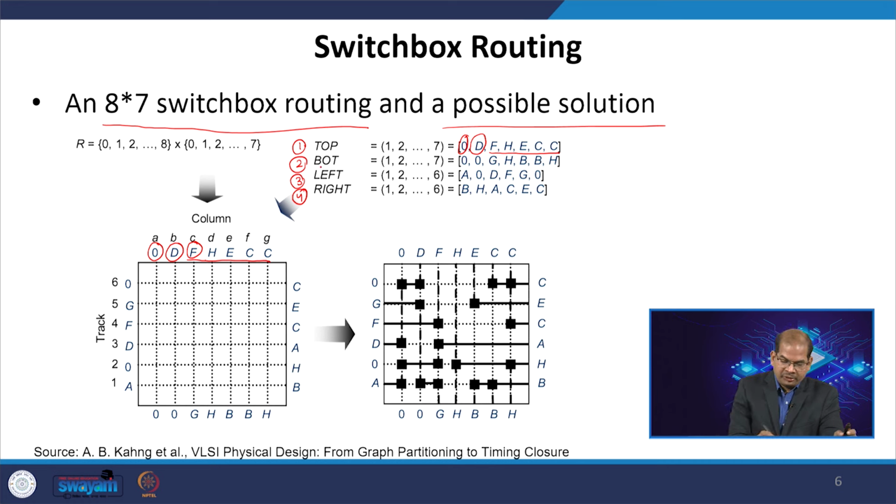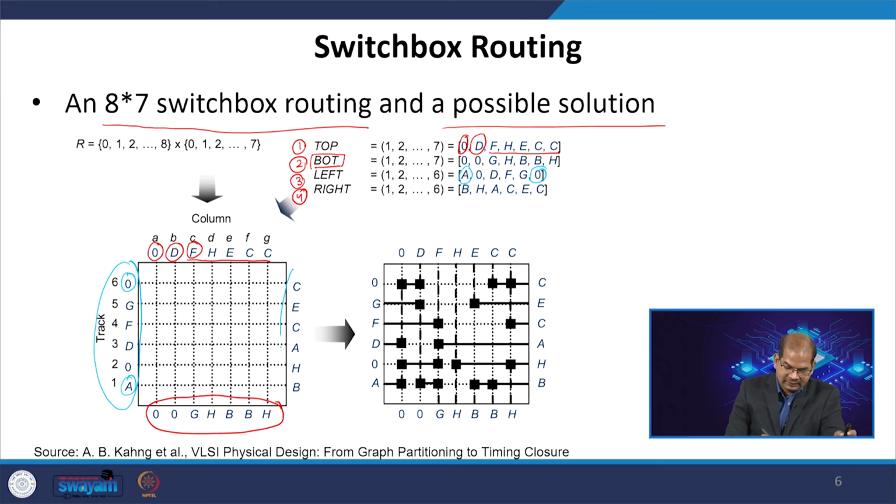Now, similarly, I can do it for the bottom. This bottom basically corresponds to this one: 0 0 G H B B H 0 0 G H B B H. Similarly, on the left side, this is the left side nets. The left side nets should be checked from the bottom, actually. A is basically this A, and the last 0 is this 0.